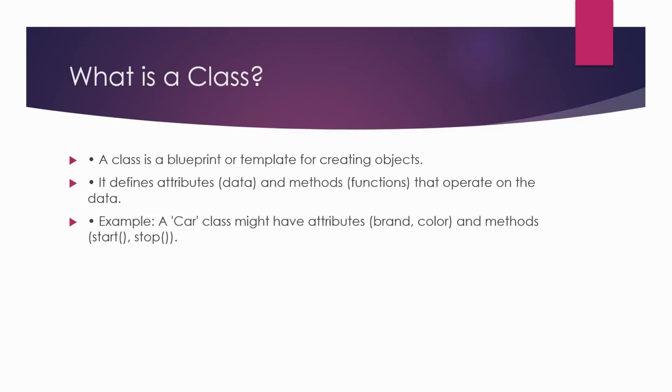Let's begin by understanding what a class is. A class serves as a blueprint or template for creating objects. It defines the structure and behavior of an object by specifying its attributes and methods. For instance, consider a car class. It may have attributes such as brand and color, and methods like start and stop. A class is where we define the properties and actions that our objects will have.